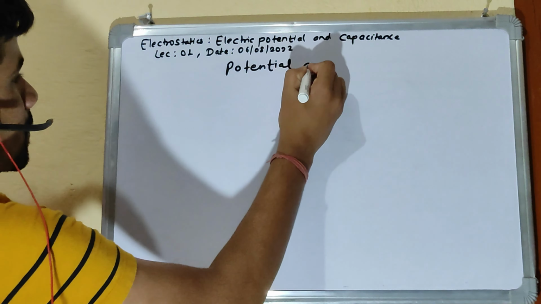Clear? Now let's solve this. This is nothing but the square root of r square plus a square minus 2ra cos theta. This is r1, so we found r1. Let's find r2. Similarly, r2 will be the square root of r square plus a square plus 2ra cos theta. Clear? Okay.